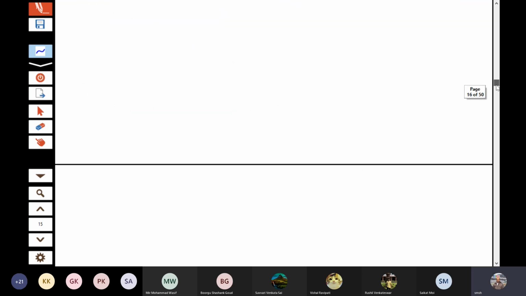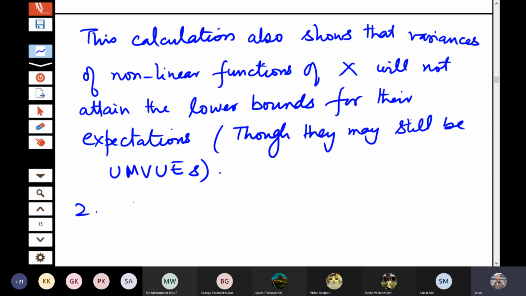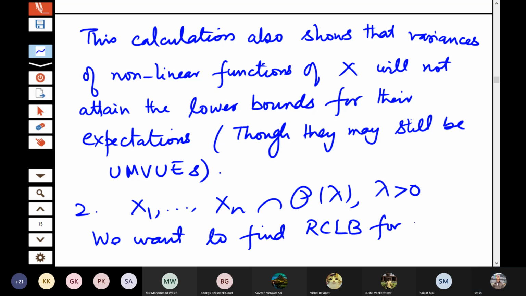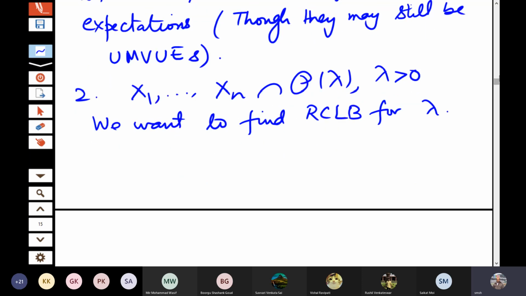Let me move to other applications. I mean, apart from binomial, let us take another distribution. So let us consider x1, x2, ..., xn following Poisson lambda. Okay. We want to find the RCLB for lambda. So for the variance of an unbiased estimator of lambda, what is the Rao-Cramer lower bound? We want to calculate that thing. Okay. So f(x, lambda) is equal to e to the power minus lambda, lambda to the power x by x factorial.